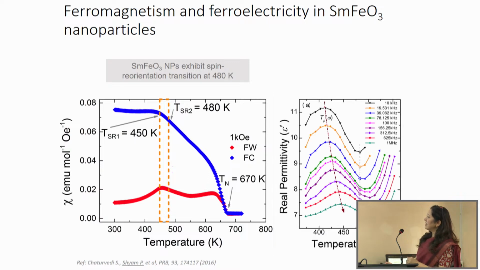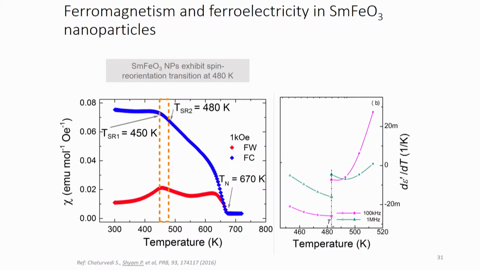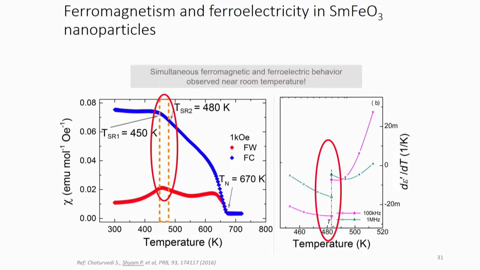Then we also saw that permittivity has changes at 480. That means this is magnetic behavior, where spin reorientation is taking place at 480, and similarly here you see there is a sharp transition in the permittivity with temperature at exactly the same temperature, 480. That means simultaneous ferromagnetic and ferroelectric behavior is observed near room temperature.